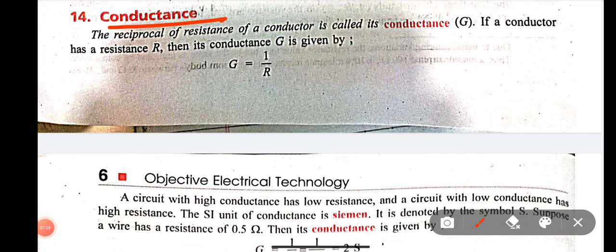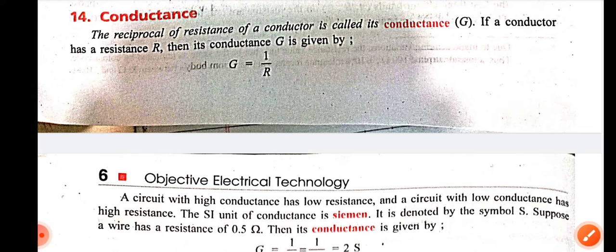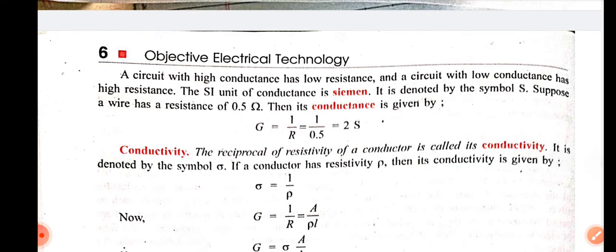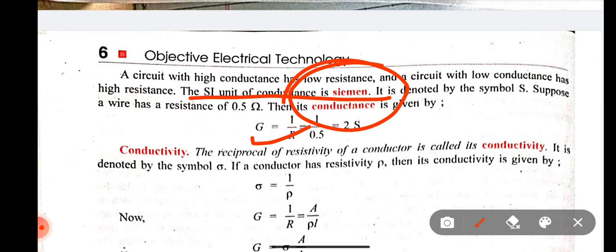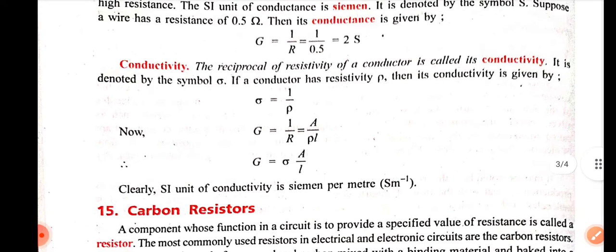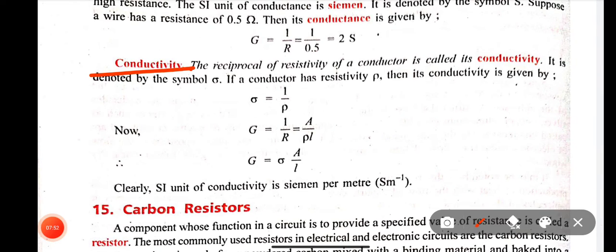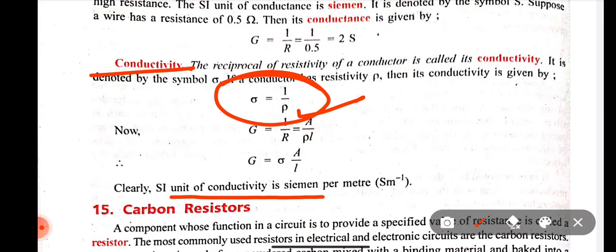So conductance, the reciprocal of resistance, is known as conductance, and conductance is denoted by G, right? It is not more than that. The SI unit of conductance is Siemens. After that we have conductivity. Conductivity is just like conductance, but it is the reciprocal of resistivity, right? And the SI unit of conductivity is Siemens per meter.